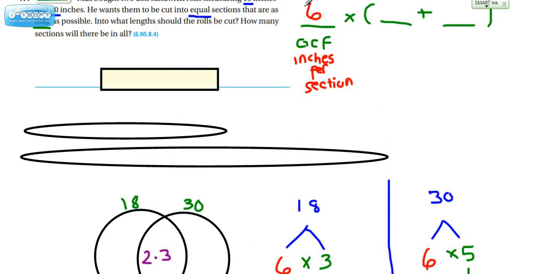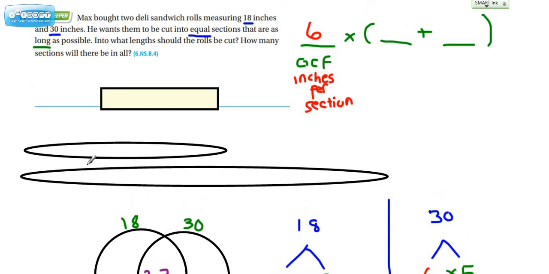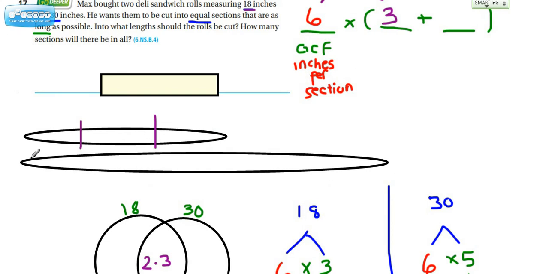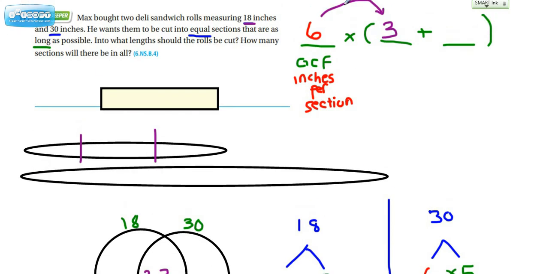All right, so 6 is the GCF, and how many inches per section? So if this is our 18-inch section of sandwich roll, 6 times what would be 18? And the answer is 3. So let's visualize the 3 sections. So here's a 6-inch section, here's another, and here's another. All right, with the longer sandwich roll, now we're working with 30 inches. 6 times what would be 30? And hopefully you'd come up with 5. And we want 5 sections. 1, 2, 3, 4, 5 sections.